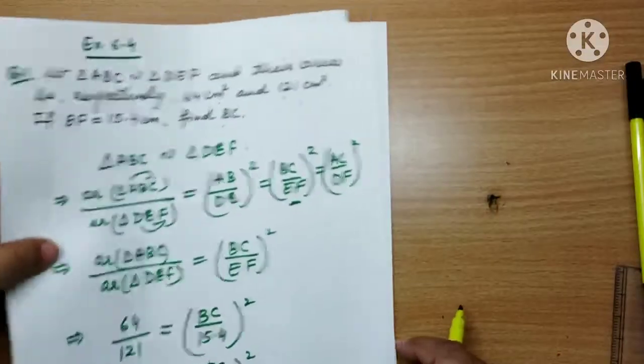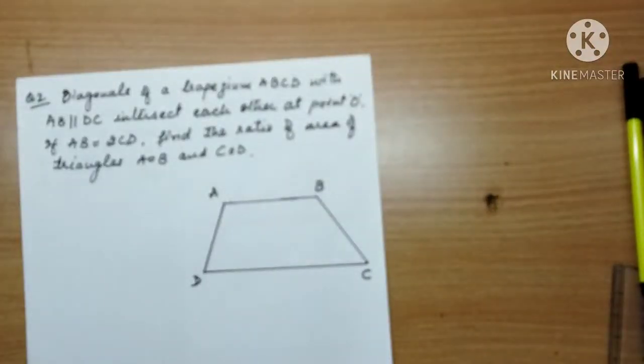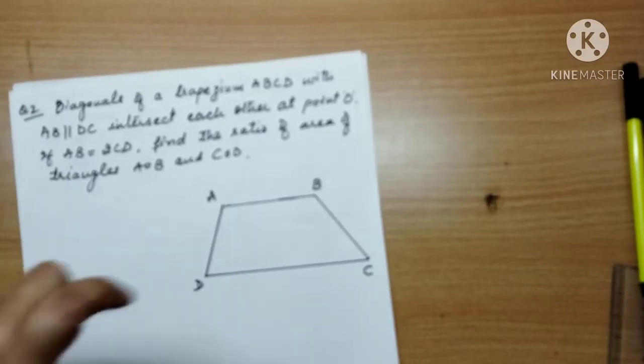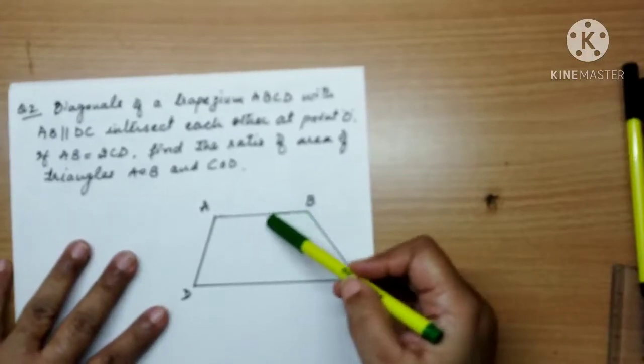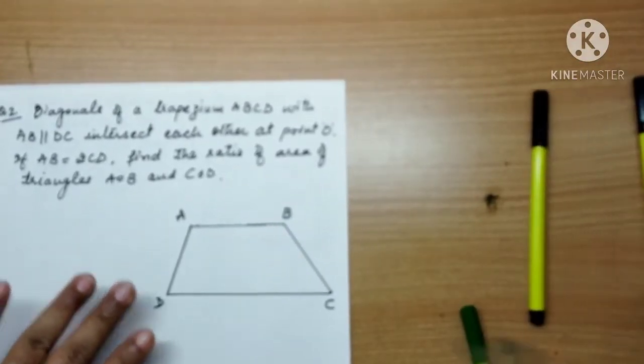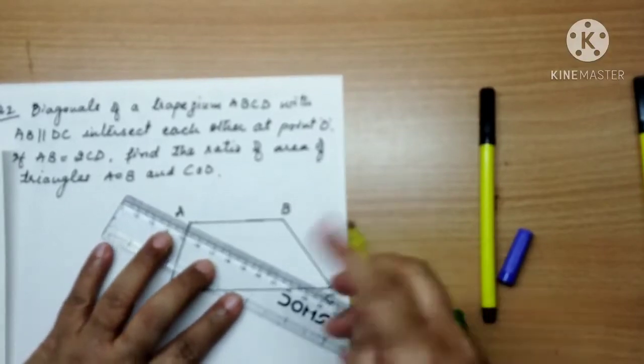So this was our first question. Now moving on to the second question. The second question says the diagonals of a trapezium ABCD with AB parallel to DC intersect each other at O. It talks about the diagonals intersecting each other at O. So let's draw the diagonals.